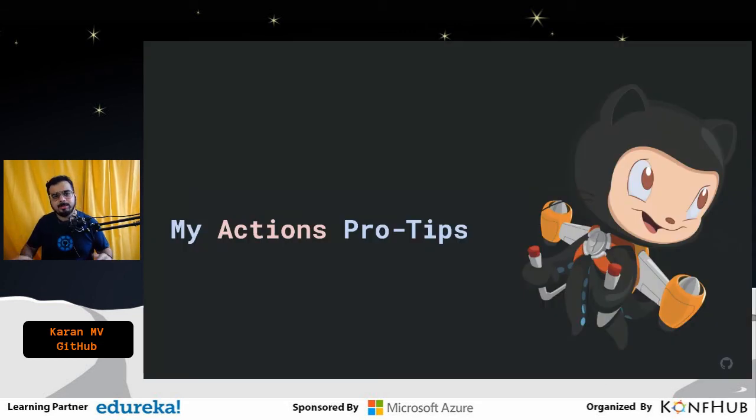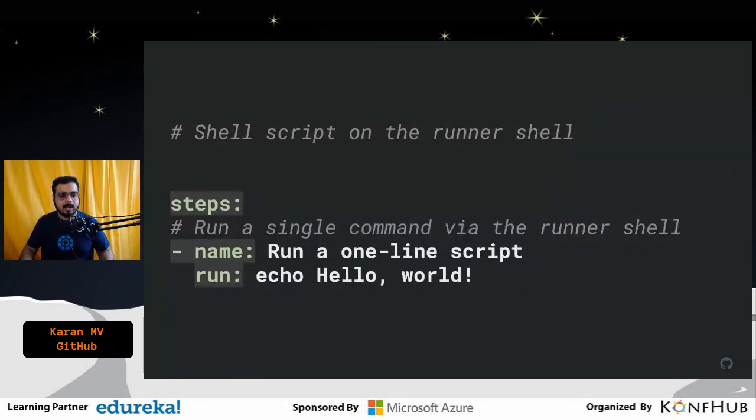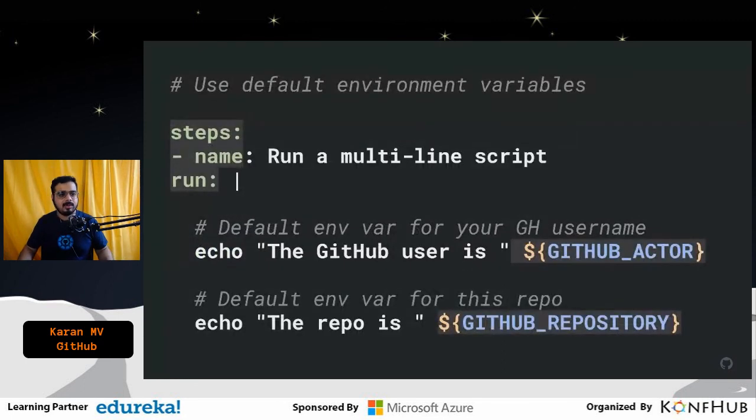So my final pro tips on how you can better use actions are: you can use, like how I said, shell script on the runner shell. If you don't have any existing action, you can just use a run and then install anything, set up anything. Remember that your VM would be running for that specific job as long as the job is not complete. So once you install any dependencies, you can reuse them later on within the same job. You can use default environment variables like how I mentioned, GitHub Actor, GitHub repository. There are multiple ones as well.